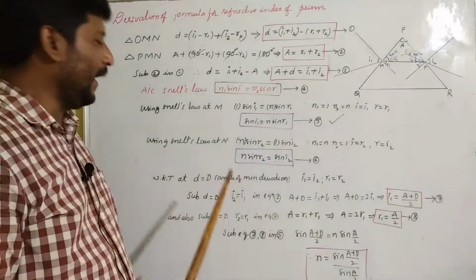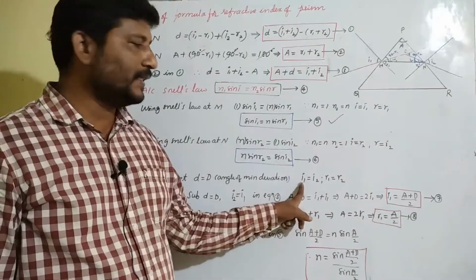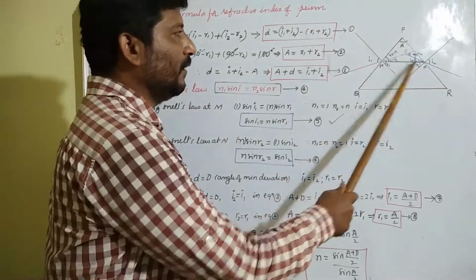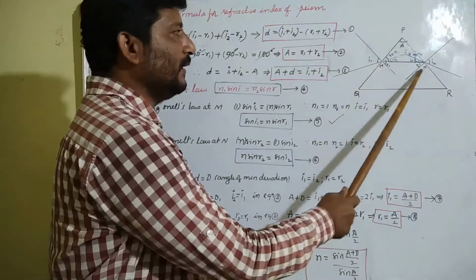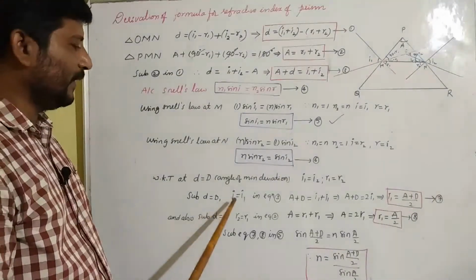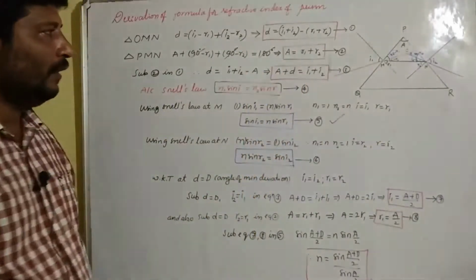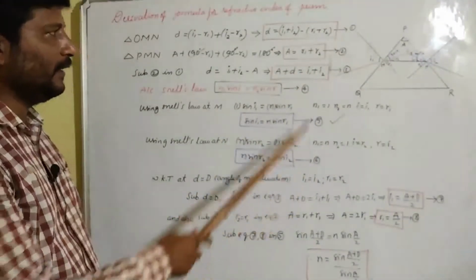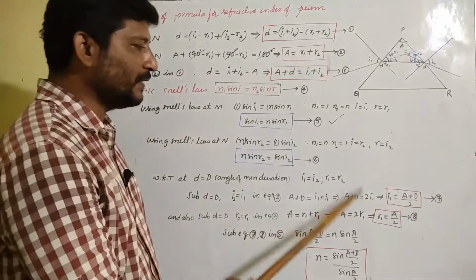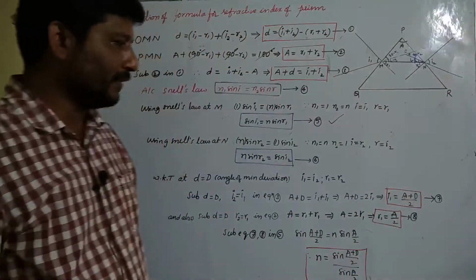We know that at the angle of minimum deviation, the angle of incidence equals the angle of emergence, and here these angles will be equal. If these angles are equal, ultimately these angles are also equal. So substitute small d equals capital D, then substitute I2 equals I1 in equation 3. Instead of small d we substitute capital D, instead of I2 we substitute I1. So A plus D equals I1 plus I1, which equals 2I1. Therefore, I1 equals (A plus D) by 2, equation number 7.